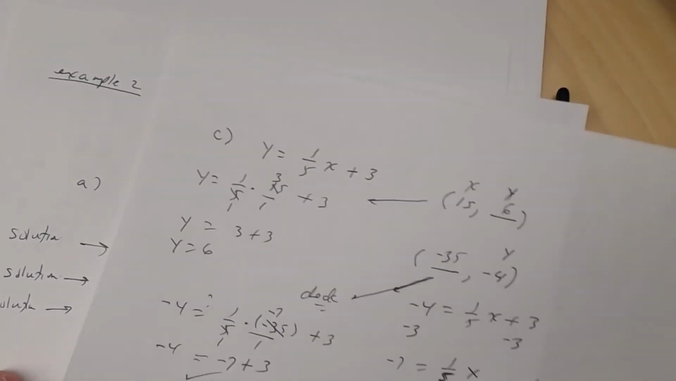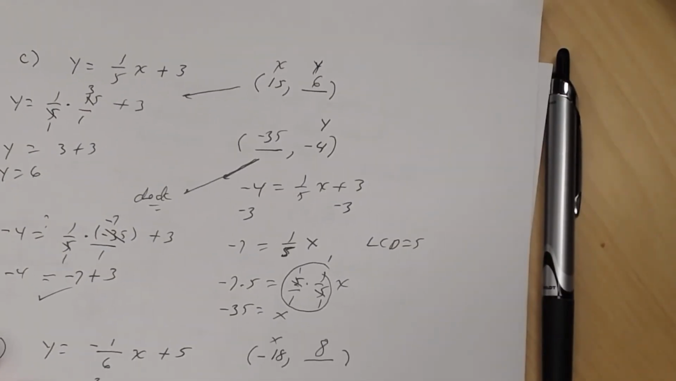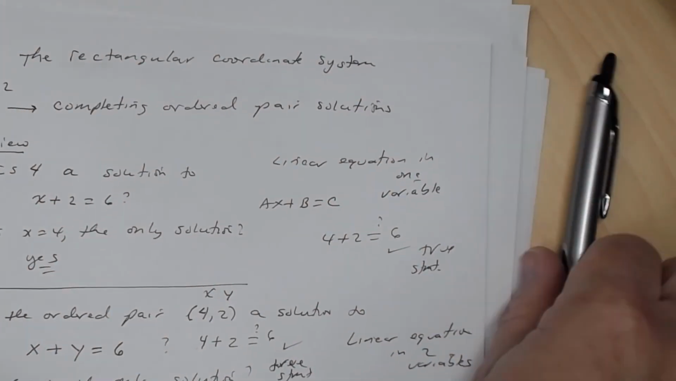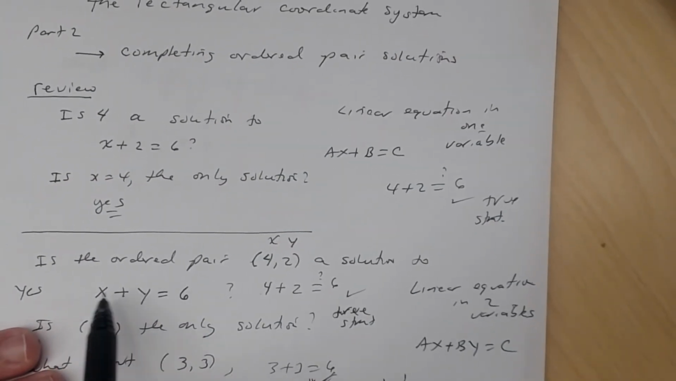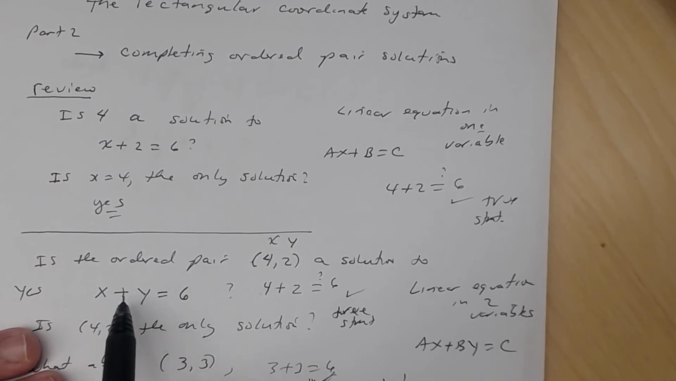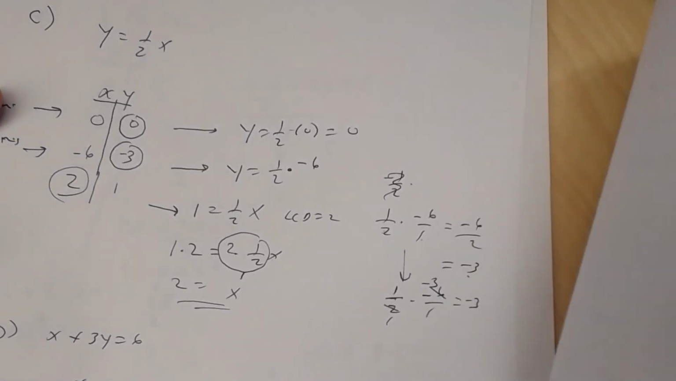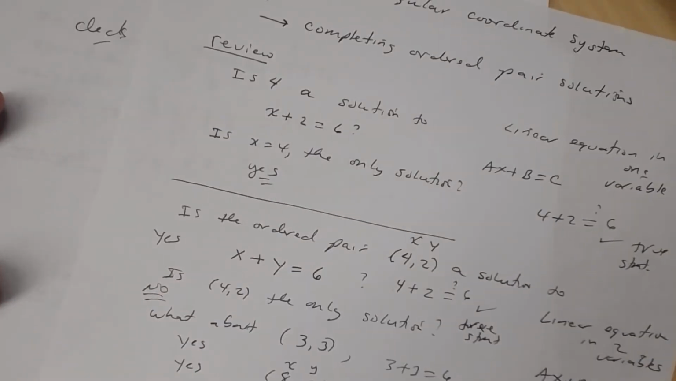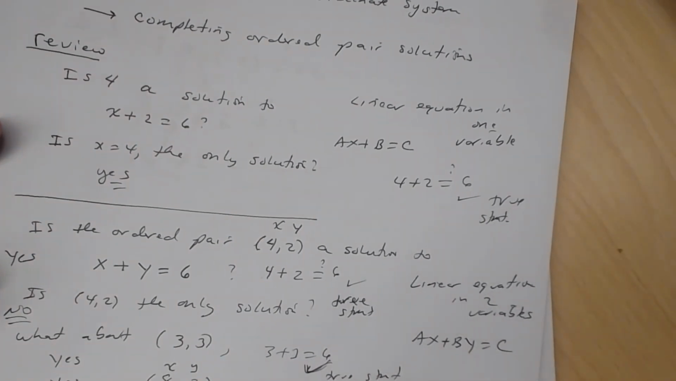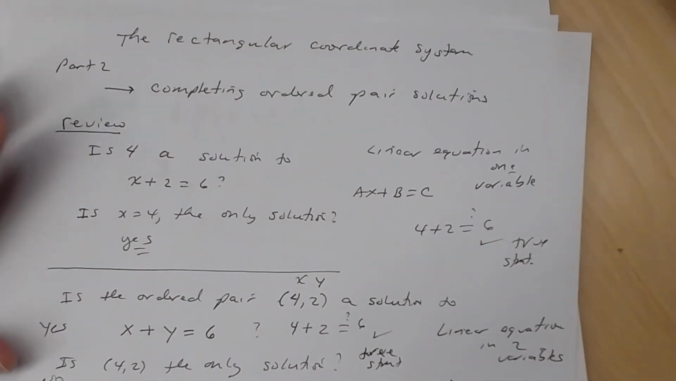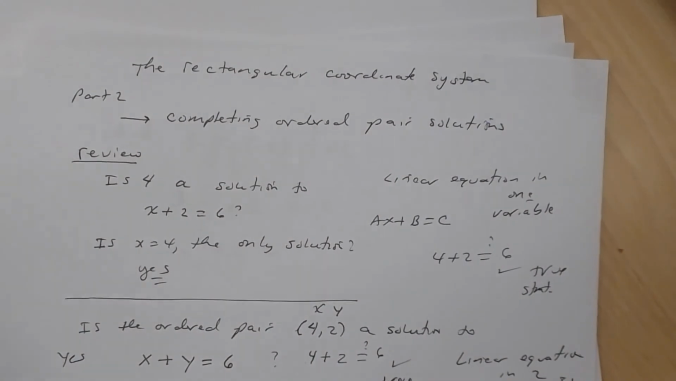Okay, so that was a long lesson here, but this idea is going to be needed for the next lesson. So in the next lesson, you're going to be graphing these linear equations, and so all of this right here comes into play. Okay? So if you can get a handle on this, then the next lesson will be extremely easy for you. Okay, so that takes care of part 2 of the rectangular coordinate system.